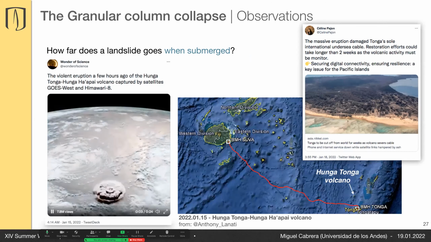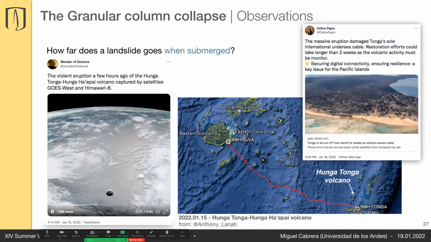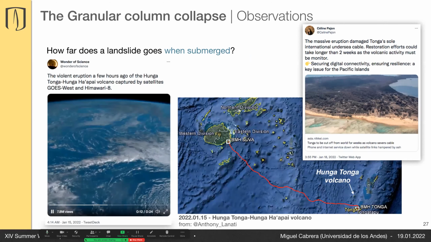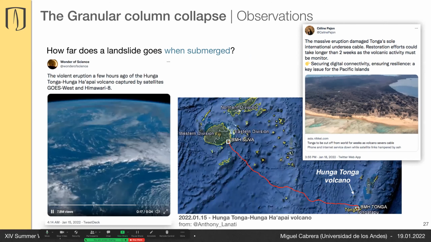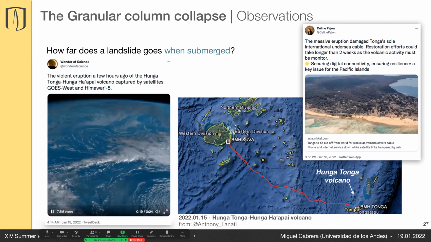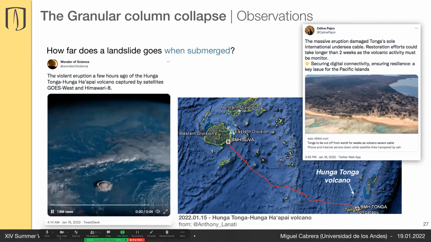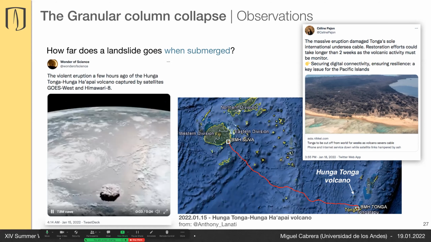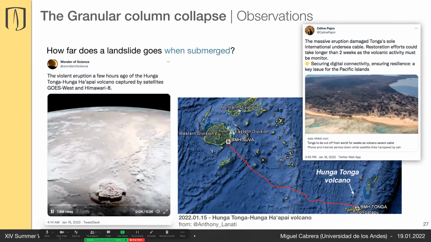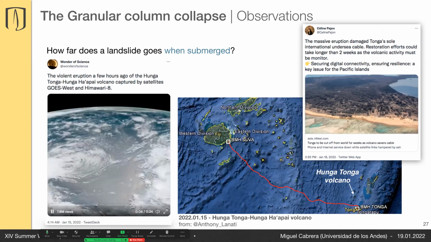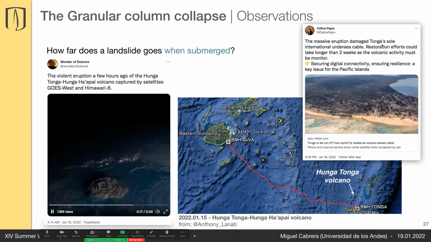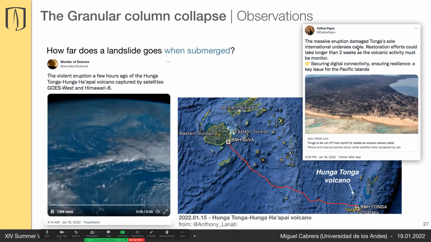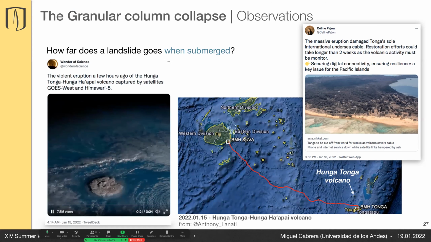And just being aware of what happened a few days ago in Tonga, we had this submarine volcano that started to grow and made an eruption on the 15th of January in 2022. The eruption of this volcano caused several issues. It has caused deaths. It has caused huge damage on all the communities nearby this volcano. And one of these damages was the damage of the undersea cable.